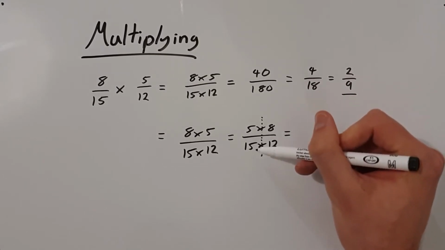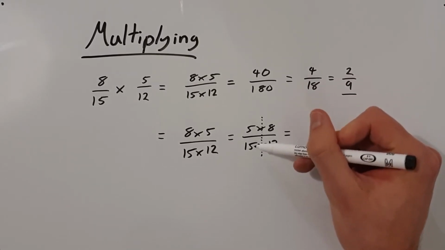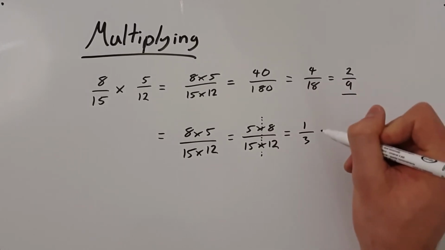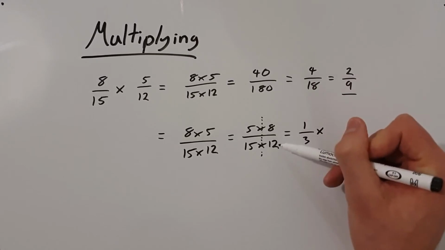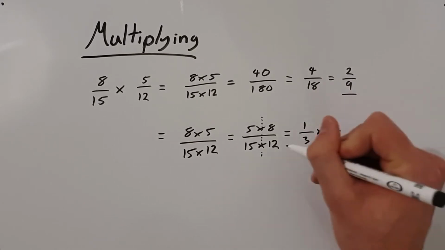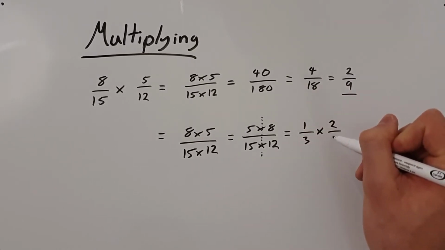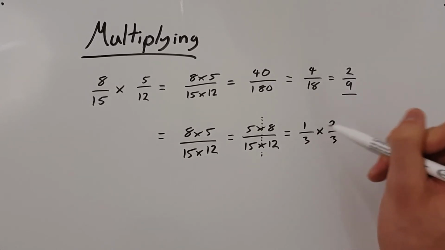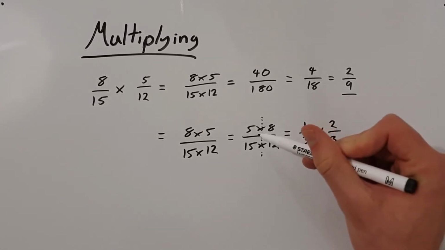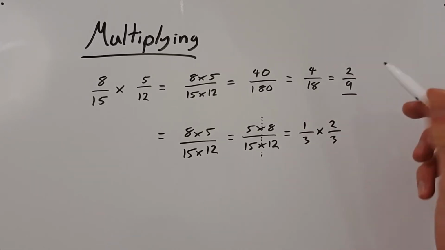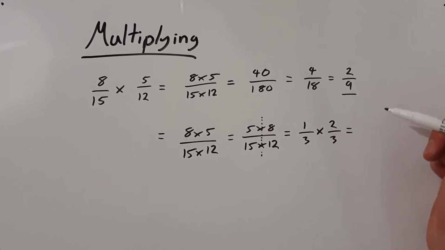So 5 over 15, we know that 5 goes into both, so that will become 1 over 3. And then 8 over 12, we know that 4 goes into both, and we know that 4 goes into 8 twice, and it goes into 12 3 times. So then we have our simplified fractions, 5 over 15 and 8 over 12 now become 1 over 3 and 2 over 3. And now we can multiply these, just like we did before.